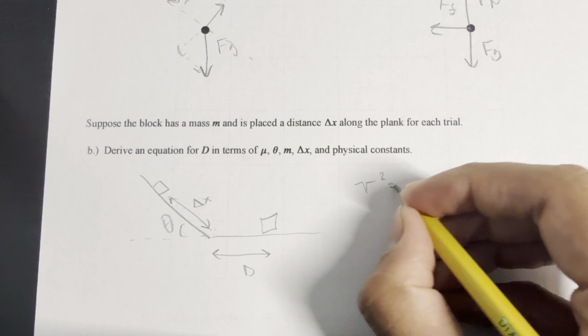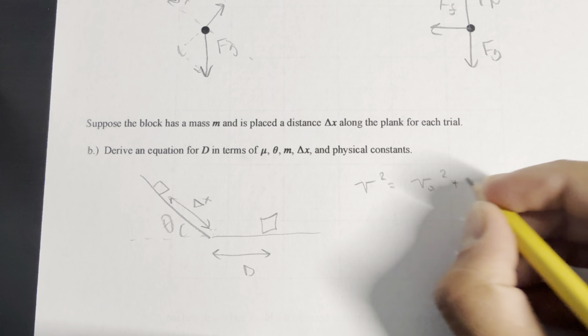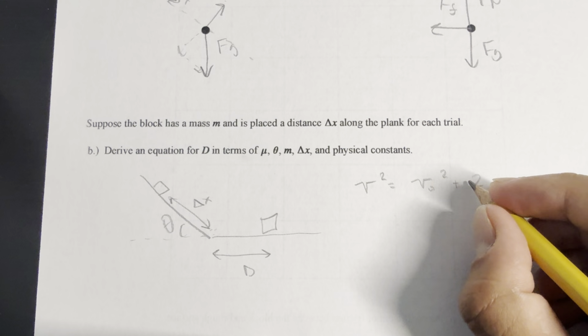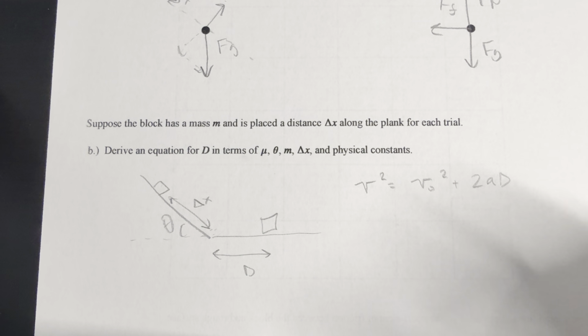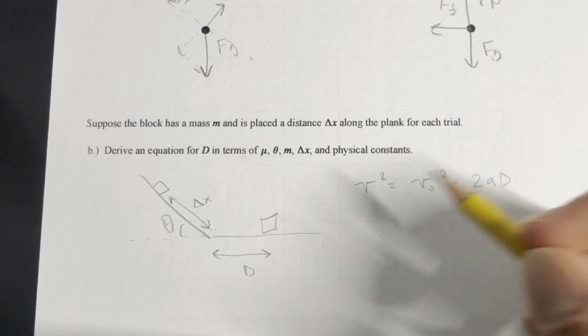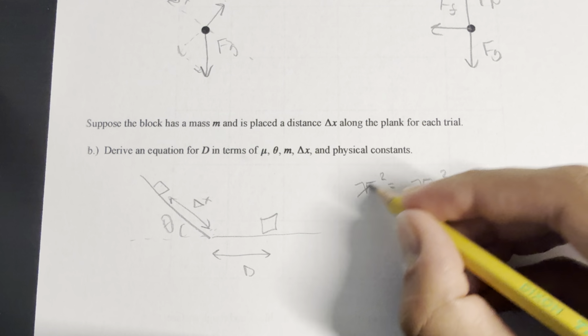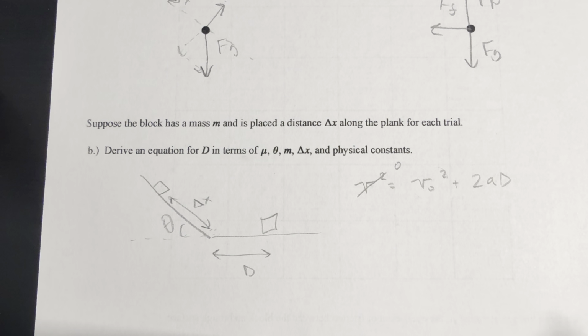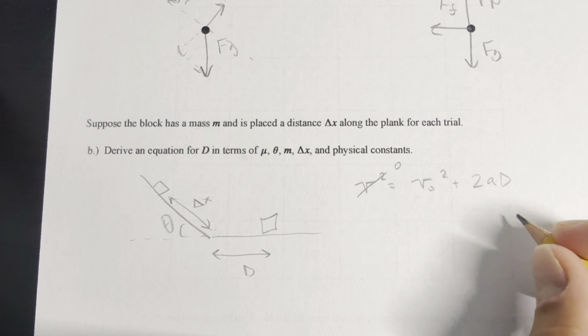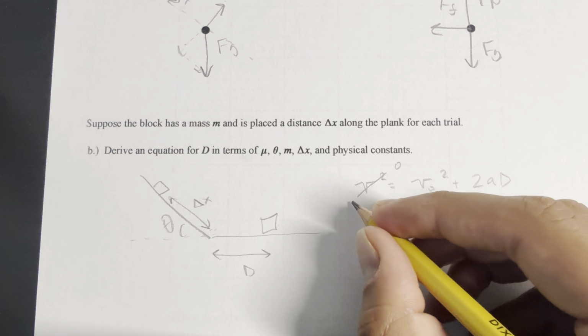V squared is going to equal V initial squared plus 2 times the acceleration times the sliding distance d. And we know that the final speed of the block is going to be equal to 0. So we just need to really know what the initial speed is, and we can calculate that. So I can even do a little side. We'll save this equation.